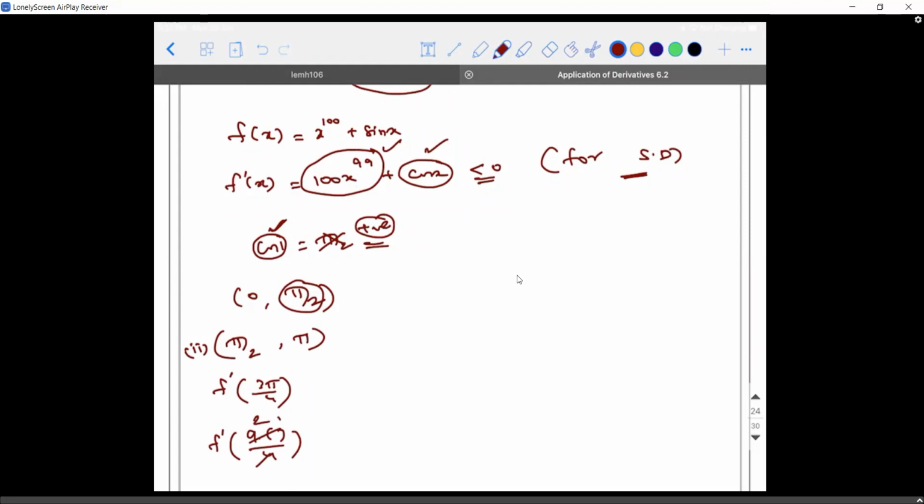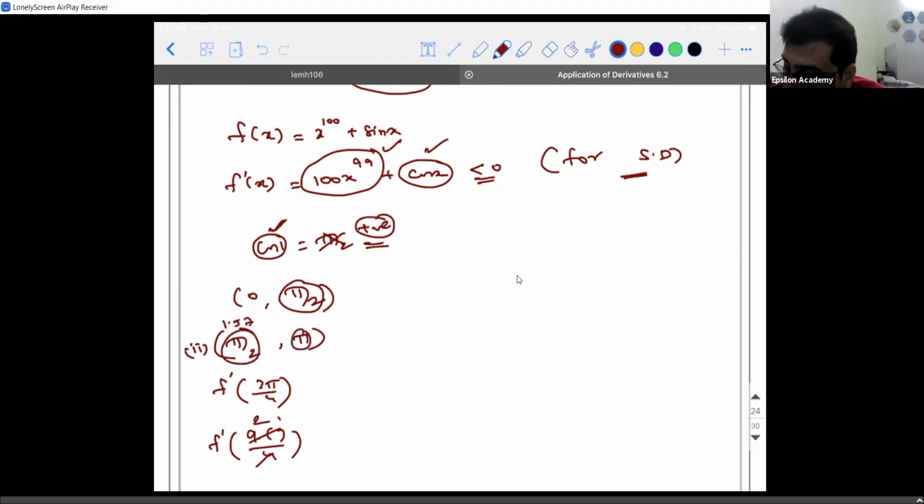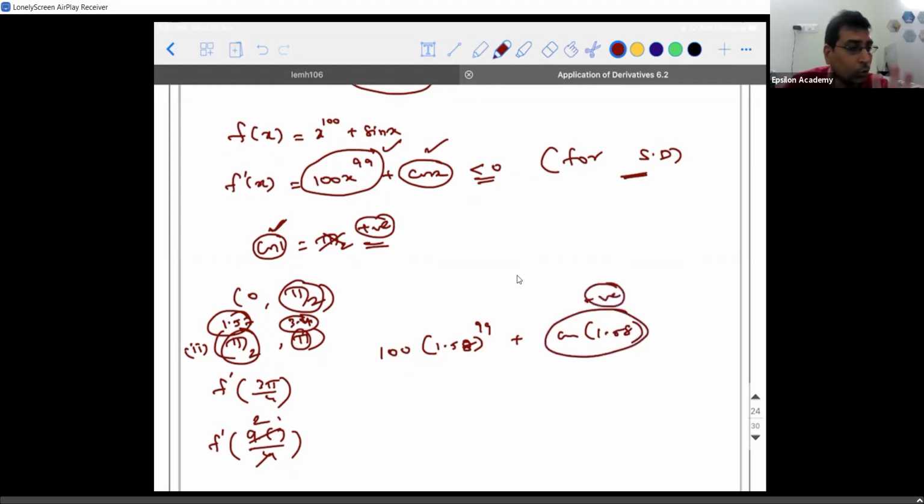So pi by 2 itself is a number which is greater than 1, and pi is a number which is 3.14. So you substitute any number between 1.57 to 3.14, then it becomes 100 into, let's say the least value also 1.58, the whole power 99 plus cos of 1.58. Now what will happen is, this value is for sure negative, no doubt in that.